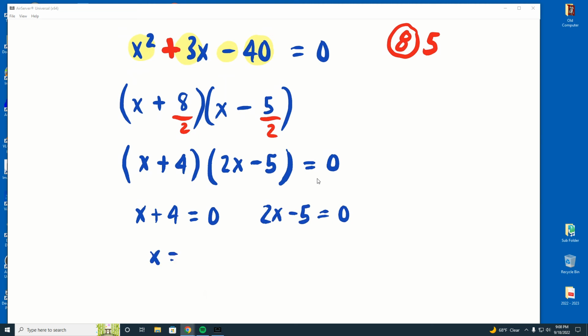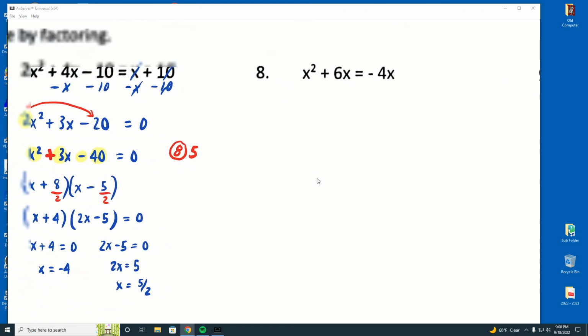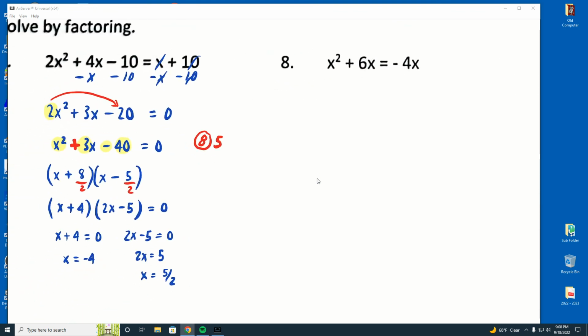So this one, I subtract 4. This one, I add 5, and then I divide by 2. So 5 over 2. Or you could have written 2.5. Okay? All right, number 8, let's get everything on one side. I'll leave that up there so if you weren't done writing it, you can continue seeing it.